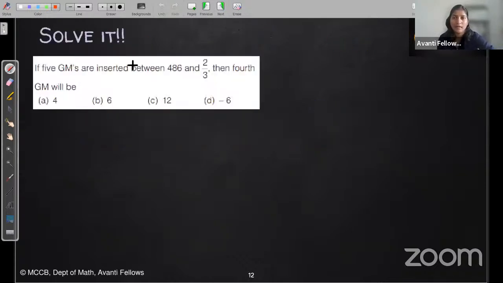Well, there's a question here. What does this question state? It states that if 5 GMs are inserted between 486 and 2 by 3, then the fourth GM will be. Yes, they're asking us to find the fourth GM. The options given here are 4, 6, 12, and minus 6. Try to solve this problem and let me know the answer in the chat box. JNV Bijapur, try to solve this problem. And other members too, try to solve this problem and let me know the answer in the chat box. You'll get some time for this, okay?